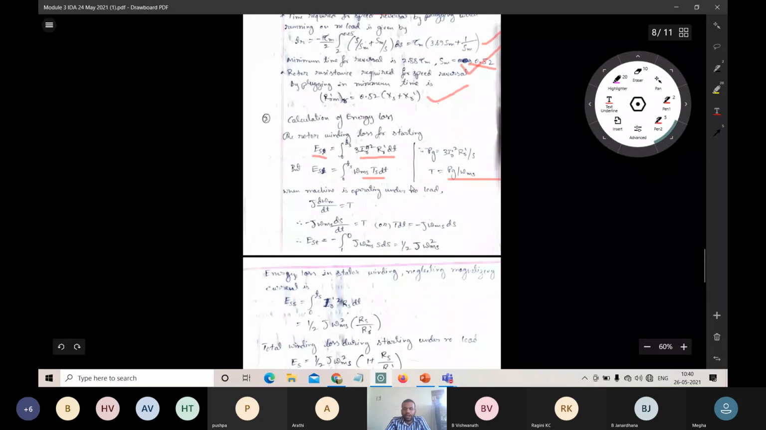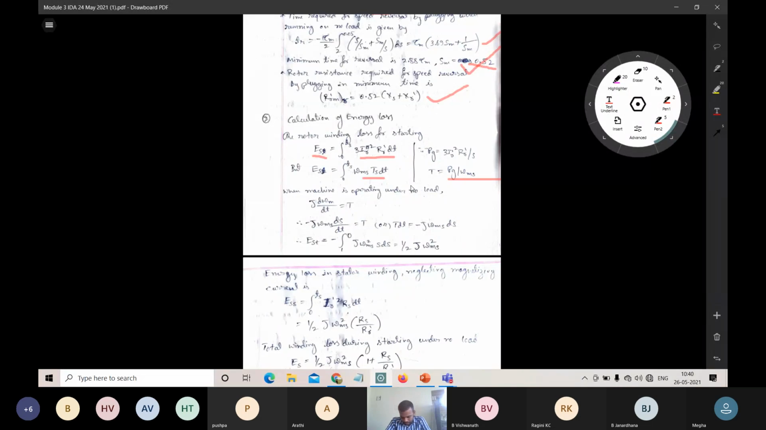When we calculate for the no load condition, we have to neglect the no load torque. Normally at the time of no load, the torque is given by J d omega m by dt. So J omega ms ds by dt equals T, the formula that we derived earlier.